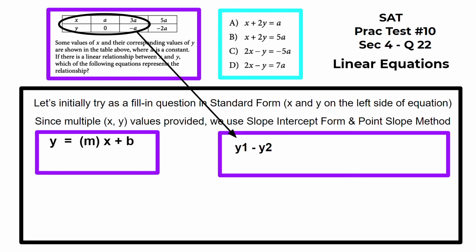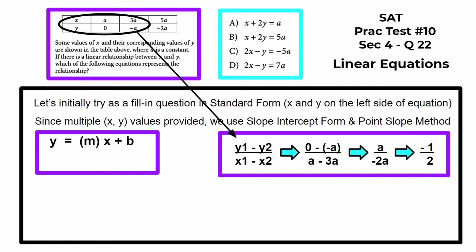We can take any two pairs of values of x and y, take the difference of the y's, and divide by the difference of the x's. So we have 0 minus negative a divided by a minus 3a, and that's equal to a divided by negative 2a, which equals negative 1/2. That's our slope. Let's put that back into the slope-intercept form. y equals negative 1/2 times x plus b.